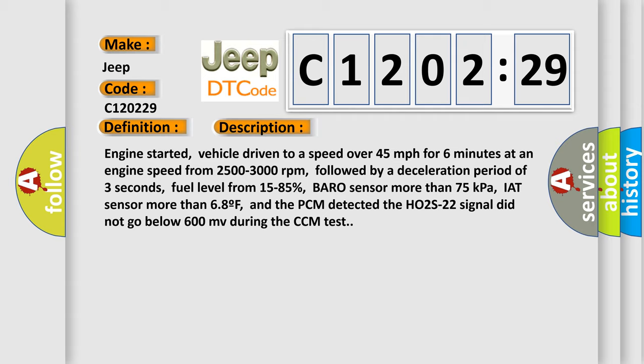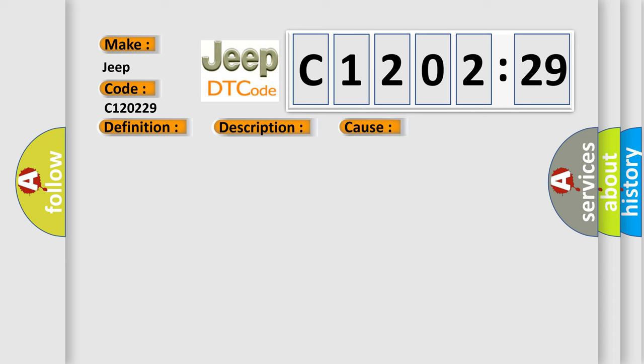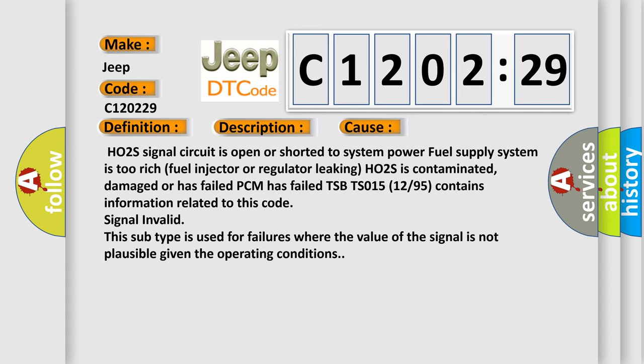This diagnostic error occurs most often in these cases: HO2S signal circuit is open or shorted to system power, fuel supply system is too rich, fuel injector or regulator leaking, HO2S is contaminated, damaged or has failed, PCM has failed. TSB TS01512 or 95 contains information related to this code. Signal invalid: this subtype is used for failures where the value of the signal is not plausible given the operating conditions.